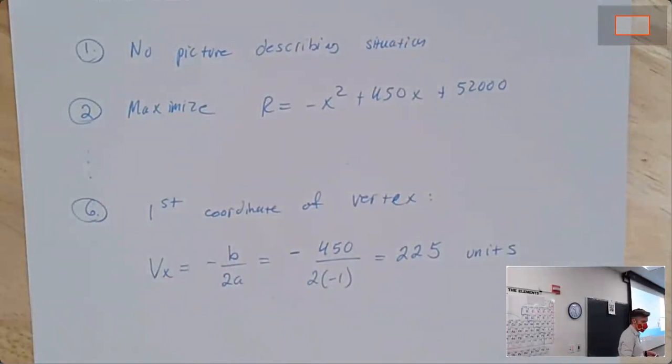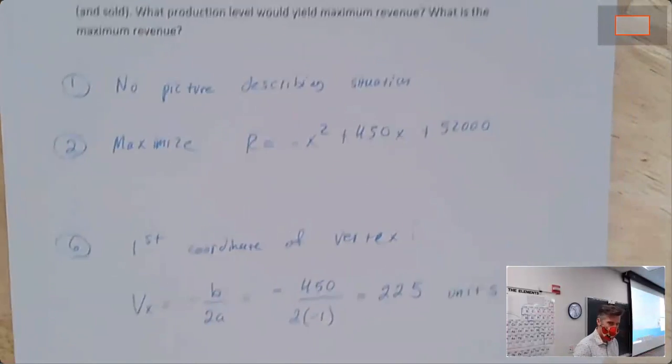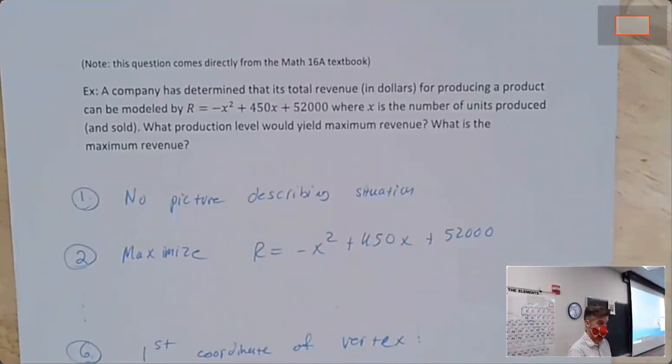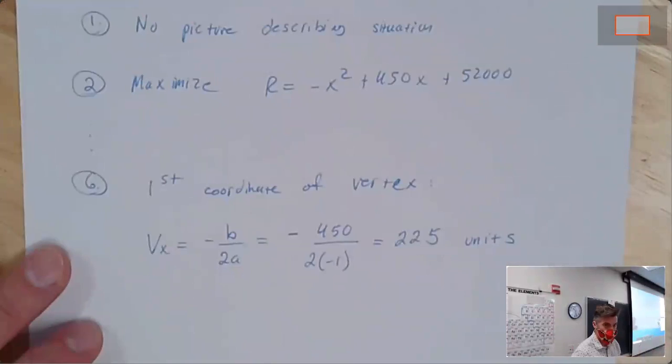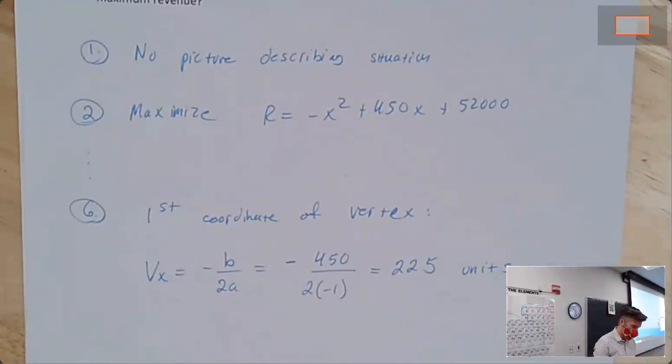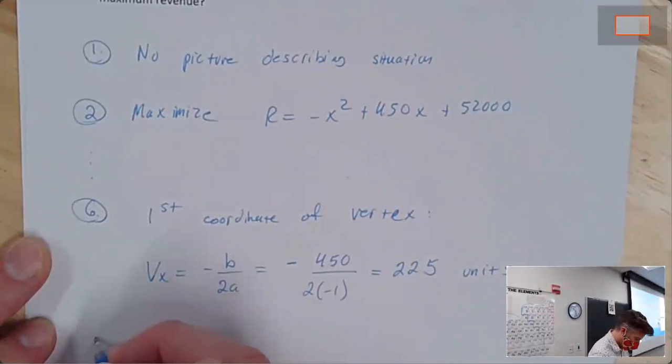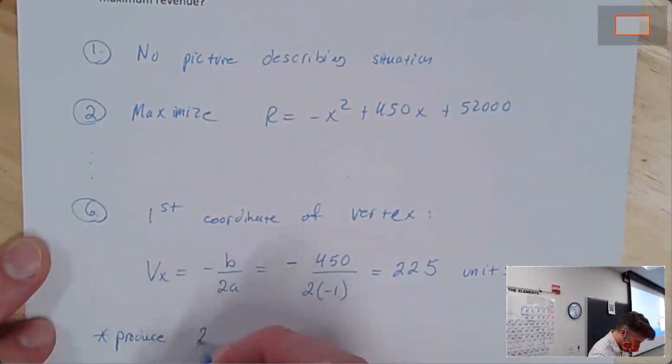I should ask a different question, actually. How do you know it's going to be a maximum? Right, exactly, because our parabola is opening downwards. We know we have a vertex that's at the top, not at the bottom. So they've asked us to find the production level. We did. So we answered part 1 of it. We're going to produce 225 units.